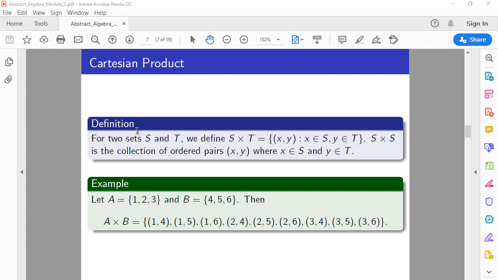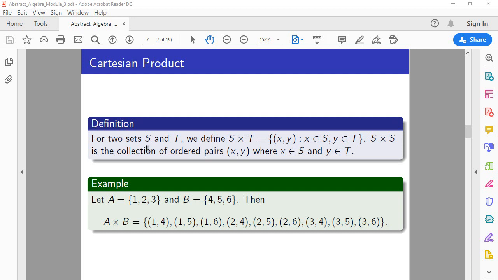We will be mainly talking about relations, and in particular we'll be talking about the equivalence relations. So first let's start with this definition.